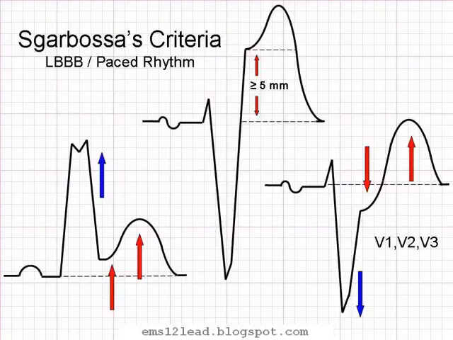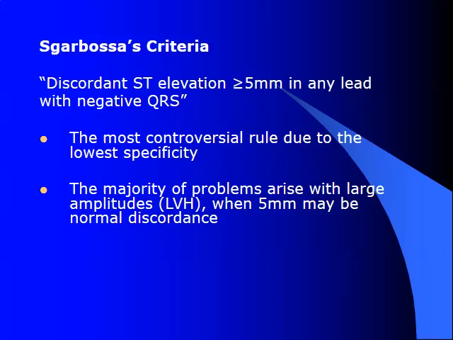And then our third example is our negatively deflected QRS with a negatively deflected, or concordantly deflected, ST segment. And this is only in V1, V2, and V3. So this is really all we're looking for. We need to look for these criteria in the presence of a left bundle branch block or any of the other conditions that we were discussing, and this can help us rule in an MI.